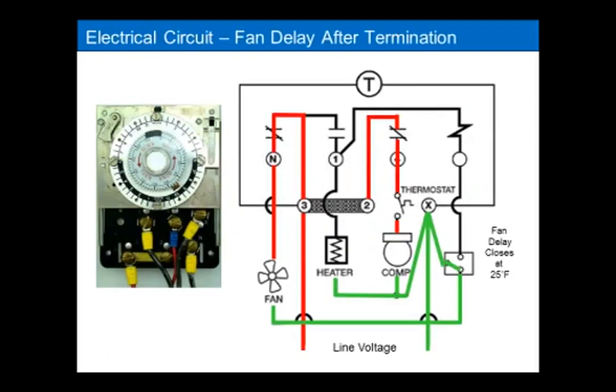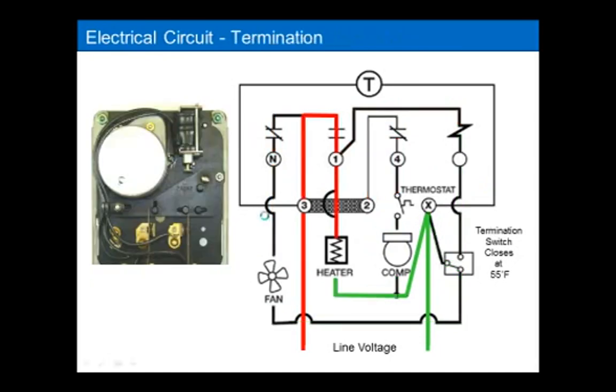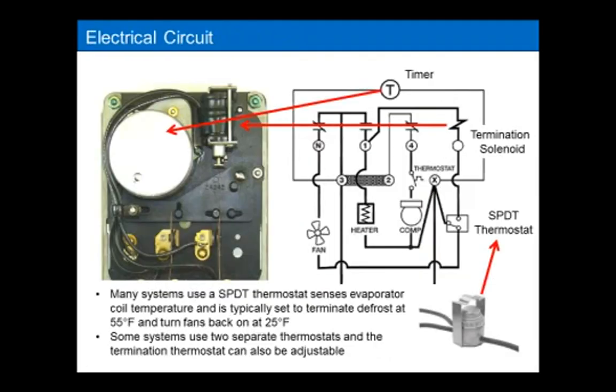Sometimes this switch right here, let me go back to my very first slide here. This switch right here will be two switches, not one. This single pole double throw switch may not always be that. It may be one switch for termination and a separate switch for fan delay.